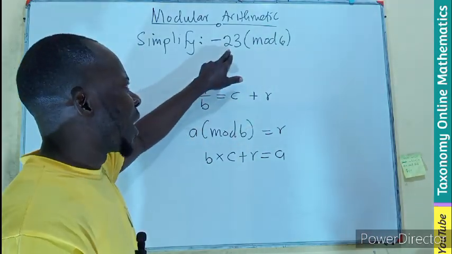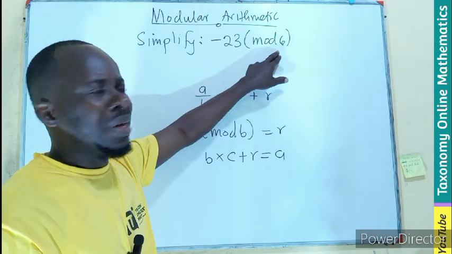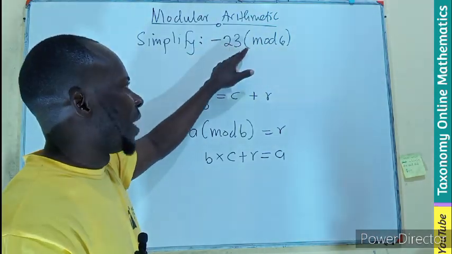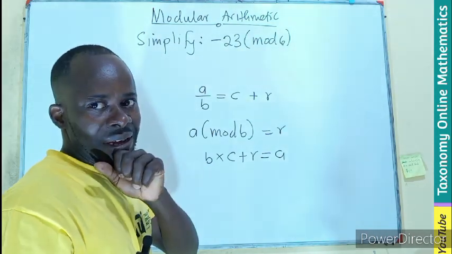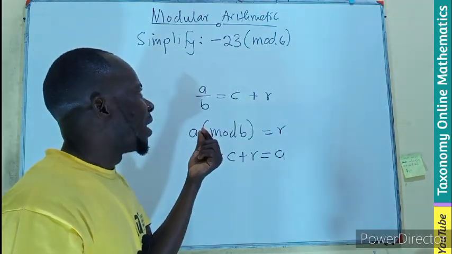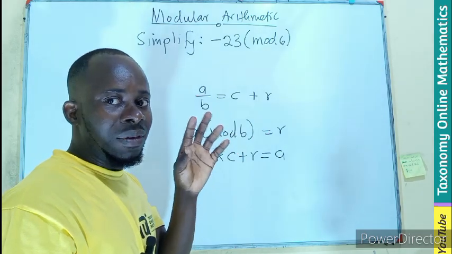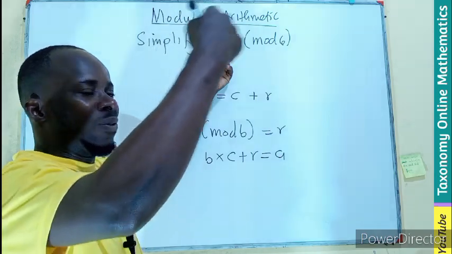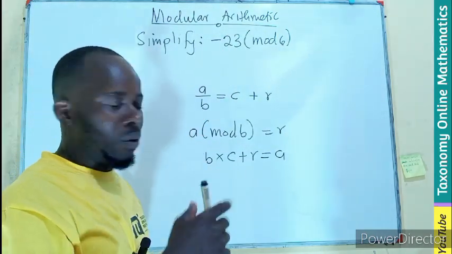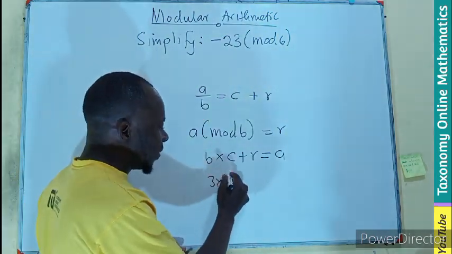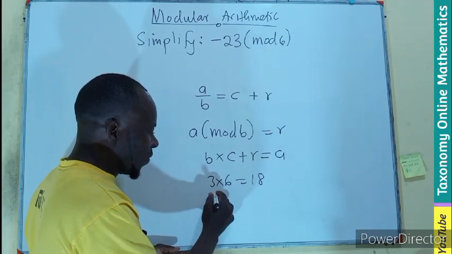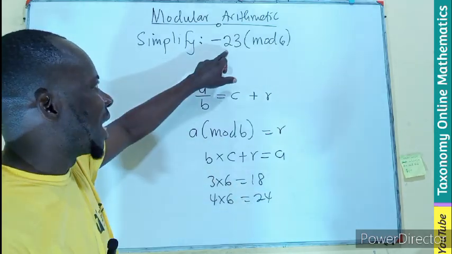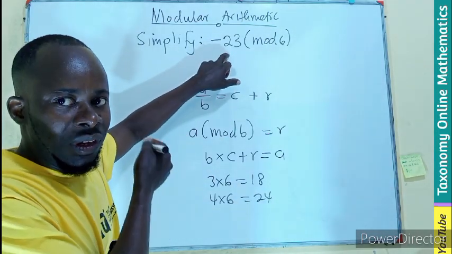So here, we are going to divide this by this. Now, when you divide, you'll be getting a negative value. So let's see, 23 divided by 6. 3 times 6 is 18, which is less than this. But the next figure after the 3 will be 4. Then 4 times 6 is 24, which is bigger than the value 23.